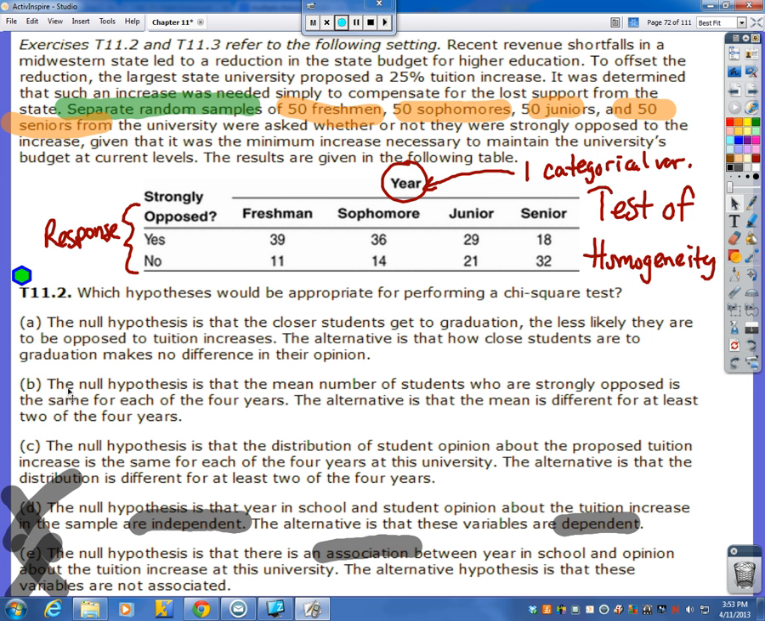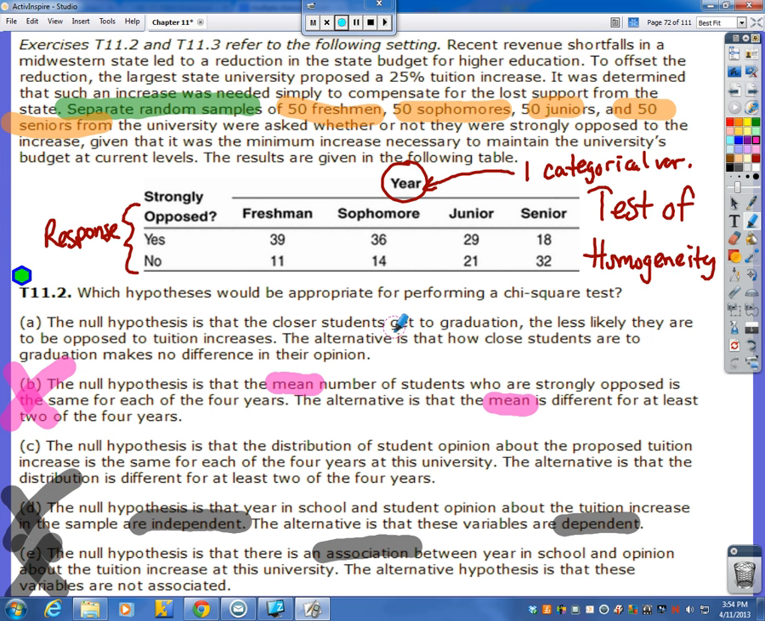Okay. B, the null hypothesis is that the mean number of students who are strongly opposed is the same for each of the 4 years. The alternative is that the mean is different for at least 2 of the 4 years. Now this sounds pretty good, except there's one word that's causing it to be incorrect: mean. These aren't mean numbers. These are counts of people. So this one bites the dust.